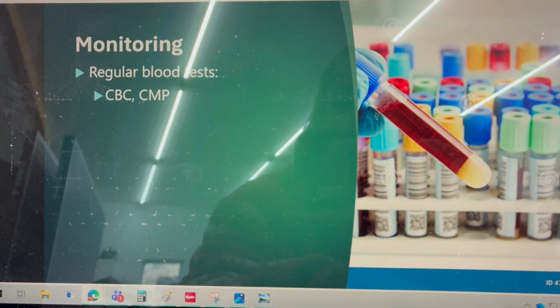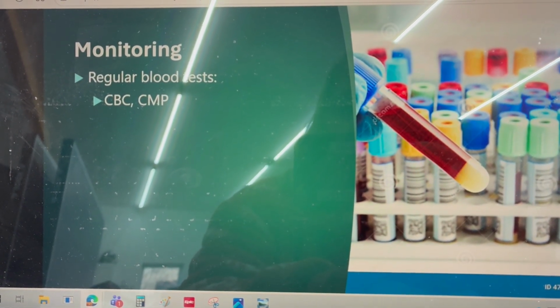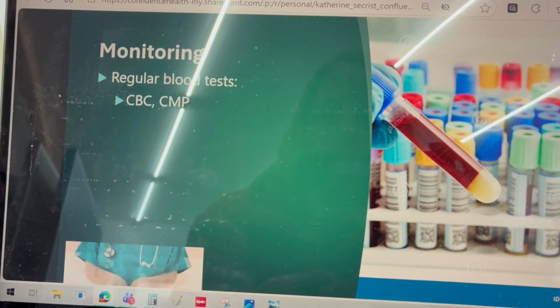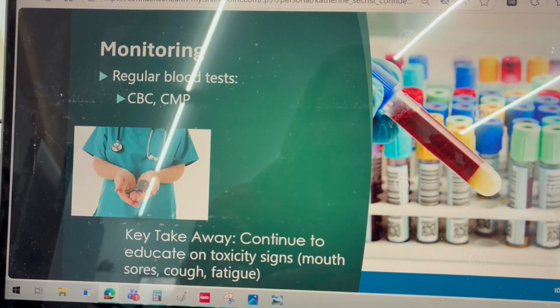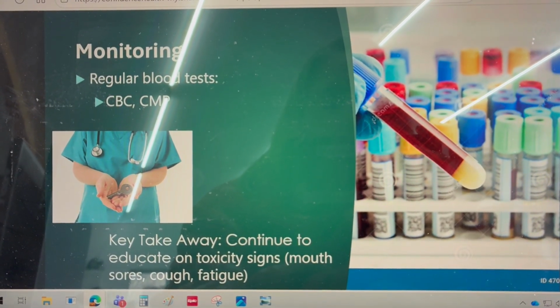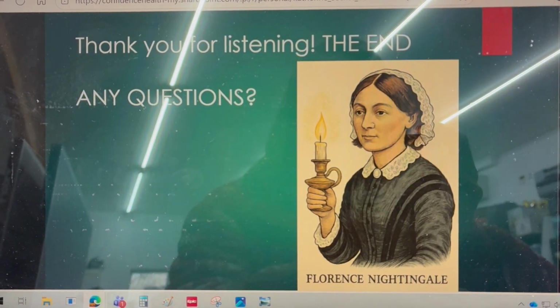Monitoring includes regular blood tests like a CBC and a CMP. That CMP will include the kidney and liver function. Key takeaway: continue to educate patients on toxicity signs like mouth sores, cough, and fatigue.